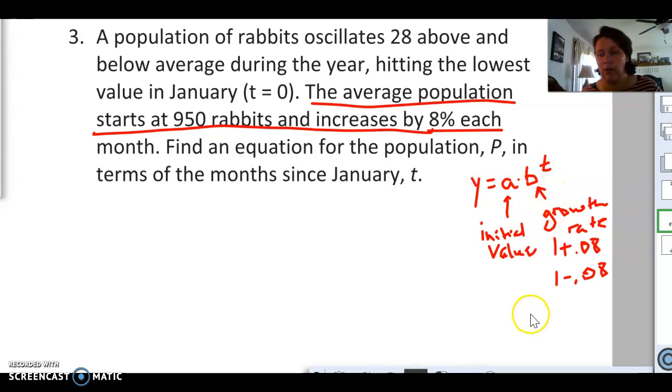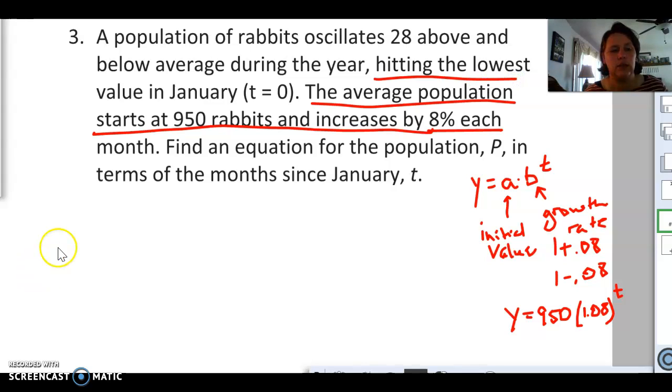So the equation that we're going to write for just our midline is y equals our initial value, which is 950, times 1.08 to the t power. So that's the equation that we're going to have to tack onto the end for our midline. And then the rest of this, it said that we were hitting a low in January, so that to me means we're going to do a negative cosine. It also tells us that we're oscillating 28 above and below. That's our amplitude.